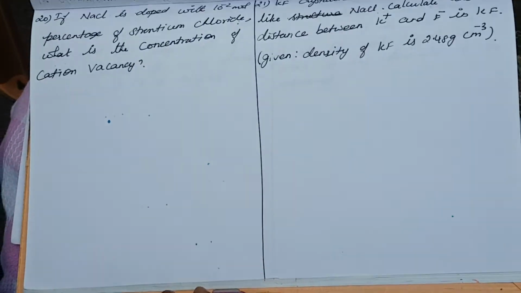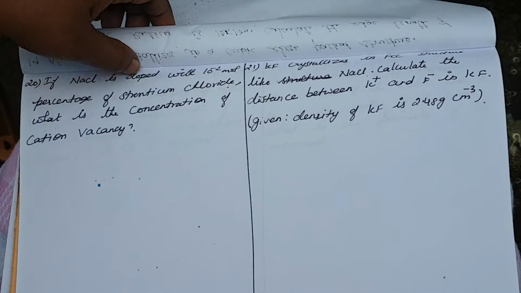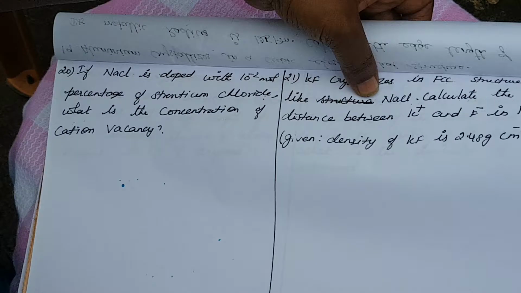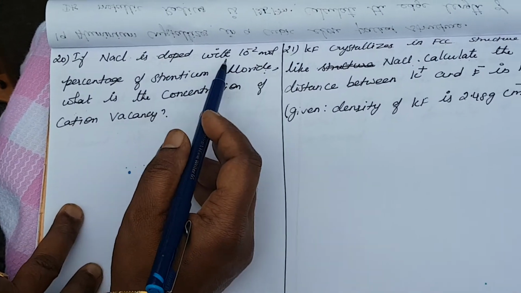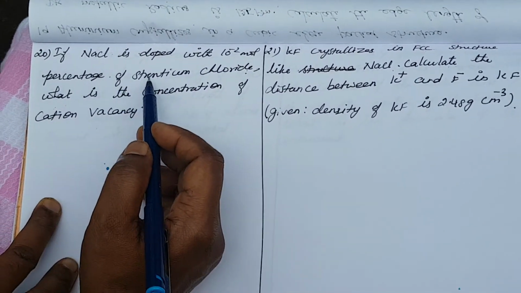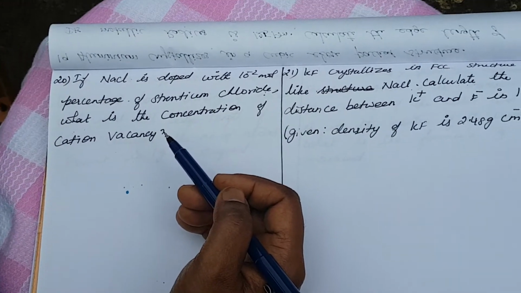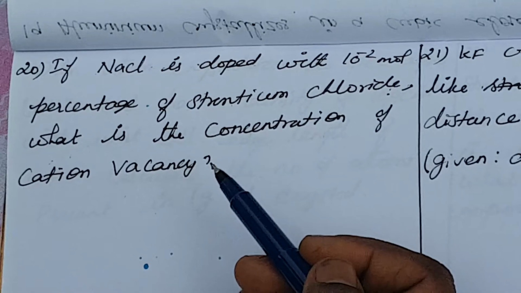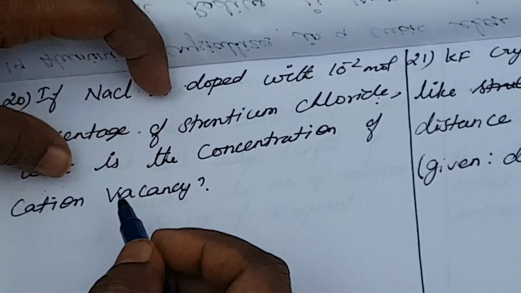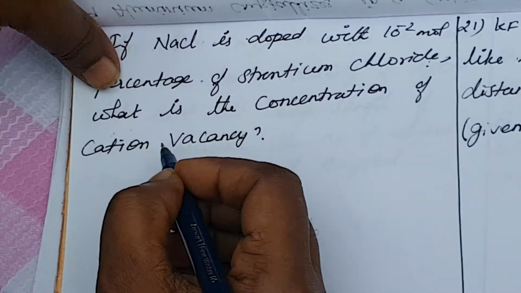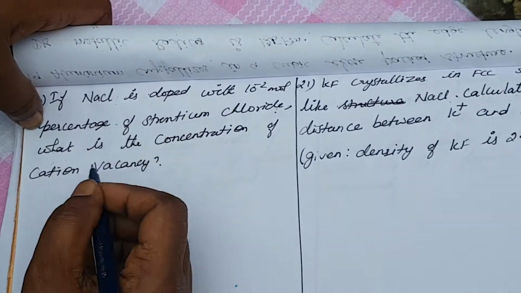So next question is the 20th question. If sodium chloride is doped with 10 power minus 2 mole percentage of strontium chloride, what is the concentration of cation vacancy? So how to calculate? That is the first one. 1 mole of sodium chloride is doped with 10 power minus 2.